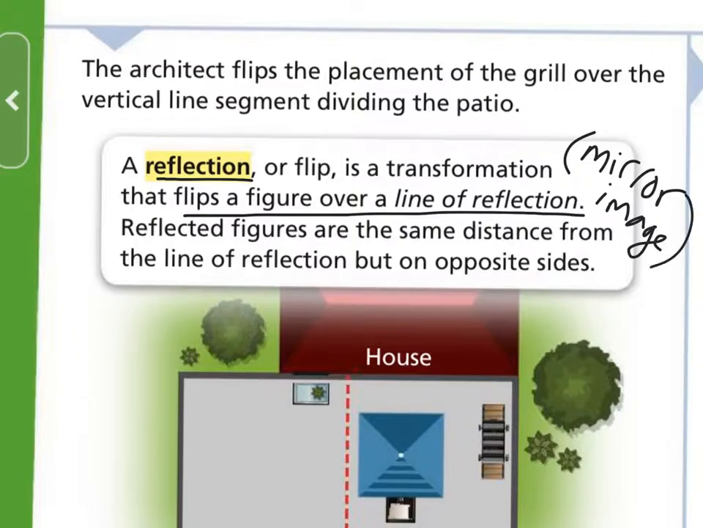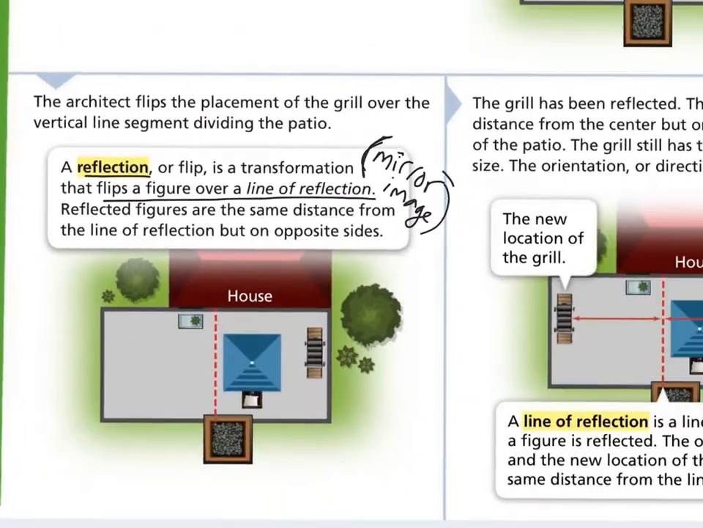So if you flip something over, does its size change? No. It's still the same size just because we flipped it over. Things might look a little bit different, but it's still going to be the same size.